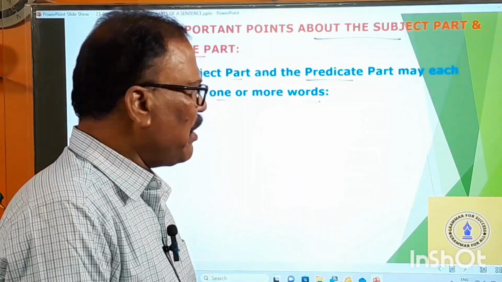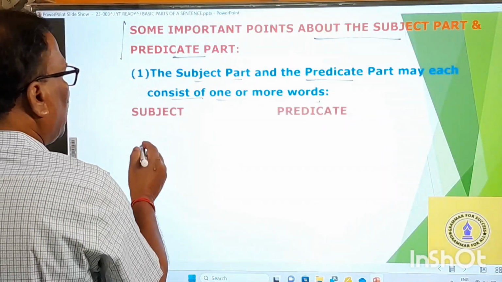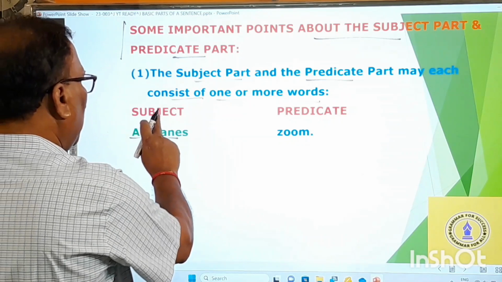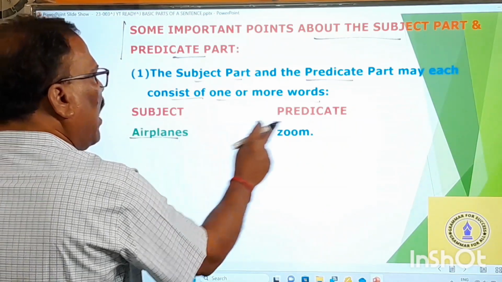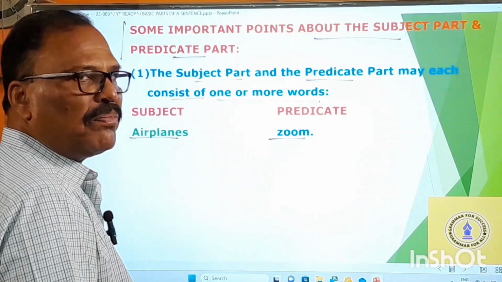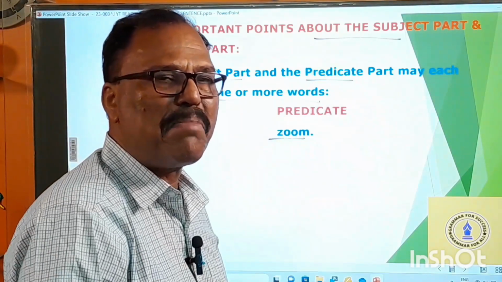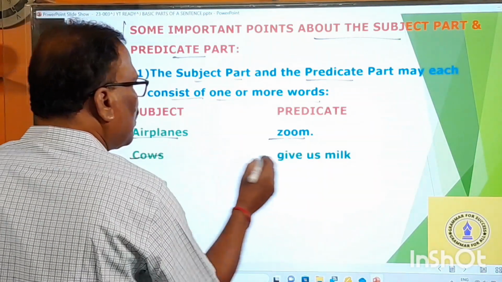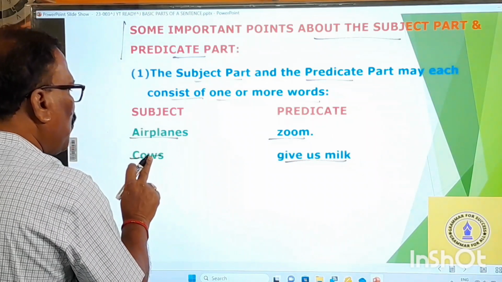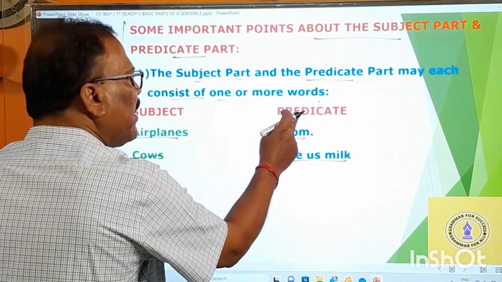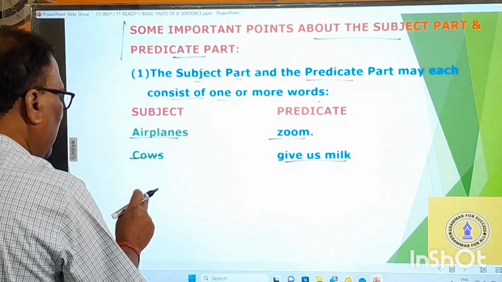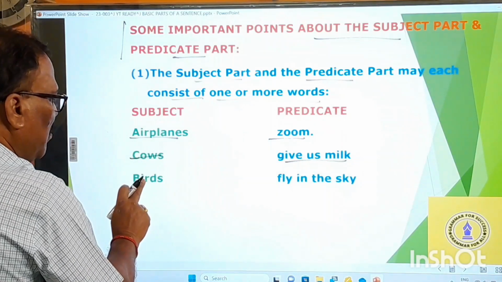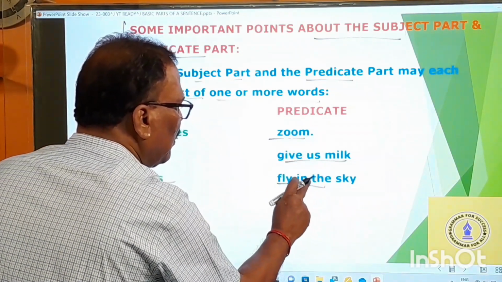Here I would like to give you some examples to make you understand that. Subject and predicate. Here you see, airplanes. This is only one word. The subject part has only one word, and the predicate part has got a few. They go very fast, making a buzzing sound. Airplanes zoom. Cows give us milk. So the subject part has only one word, whereas the predicate part has three words. Birds fly in the sky. The subject part has only one word, whereas in the predicate part there are four words.